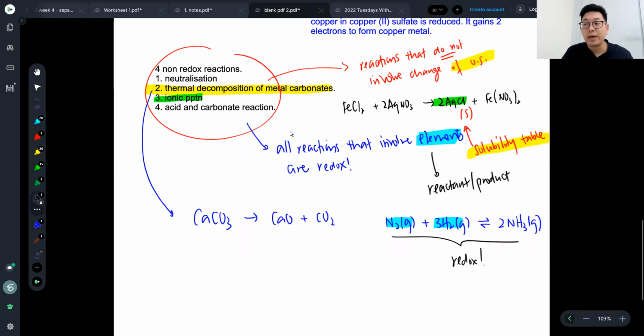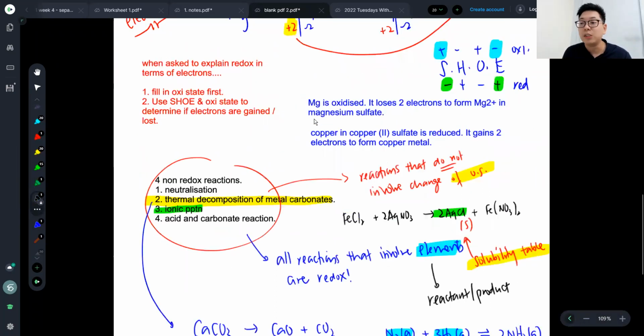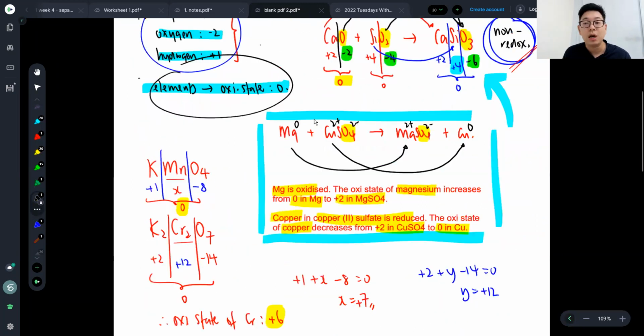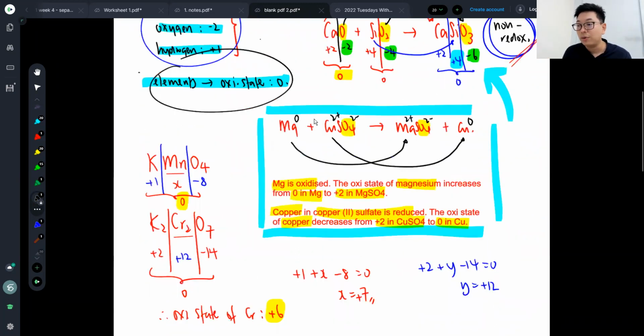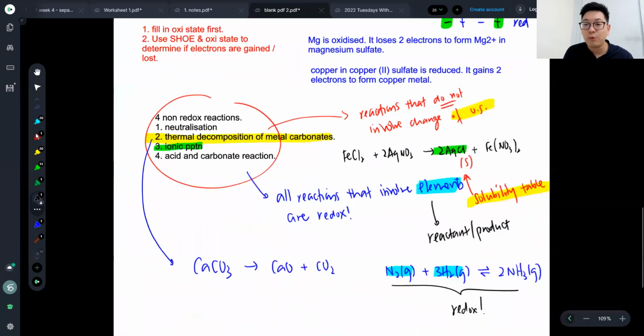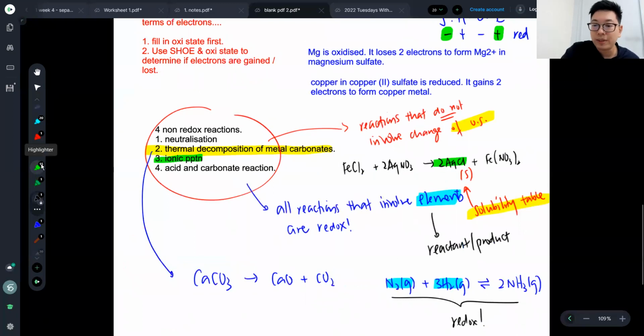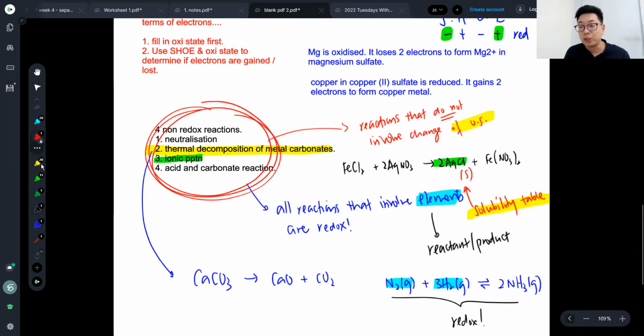Now I'm going to pause for 1 minute. For those of you who just joined, I know it can be a bit difficult to figure out what I'm doing. All I'm doing right now is answering these 5 questions. I'm now talking about some common non-redox reactions. I don't advise memorizing it, but if you want to, you can copy this list down. These are your 4 common non-redox reactions.